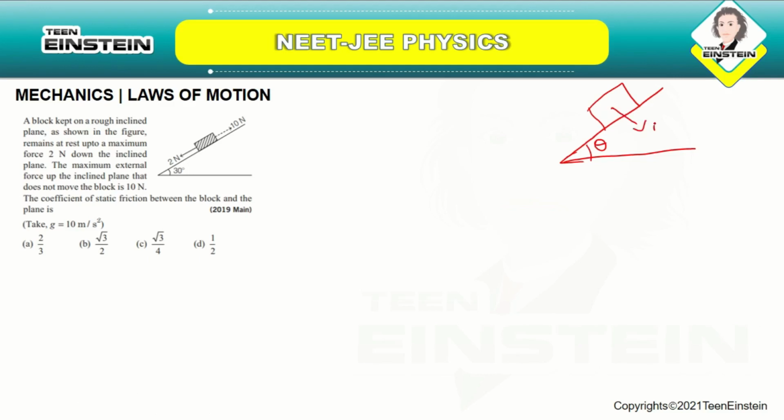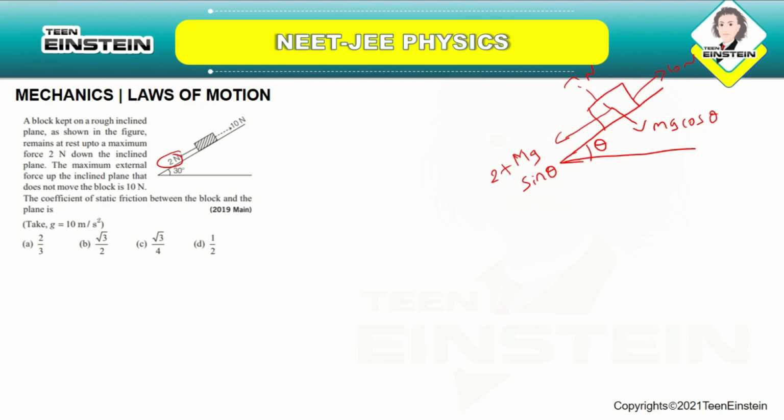So here you will have this component as mg cos theta, and this component will be 2 plus mg sin theta, because here you can see it is 2 Newton. And you will have N here. The maximum external force up the inclined plane that does not move the block is 10 Newton. You are applying a force here of around 10 Newton. Now you can write down the equation for the first case.